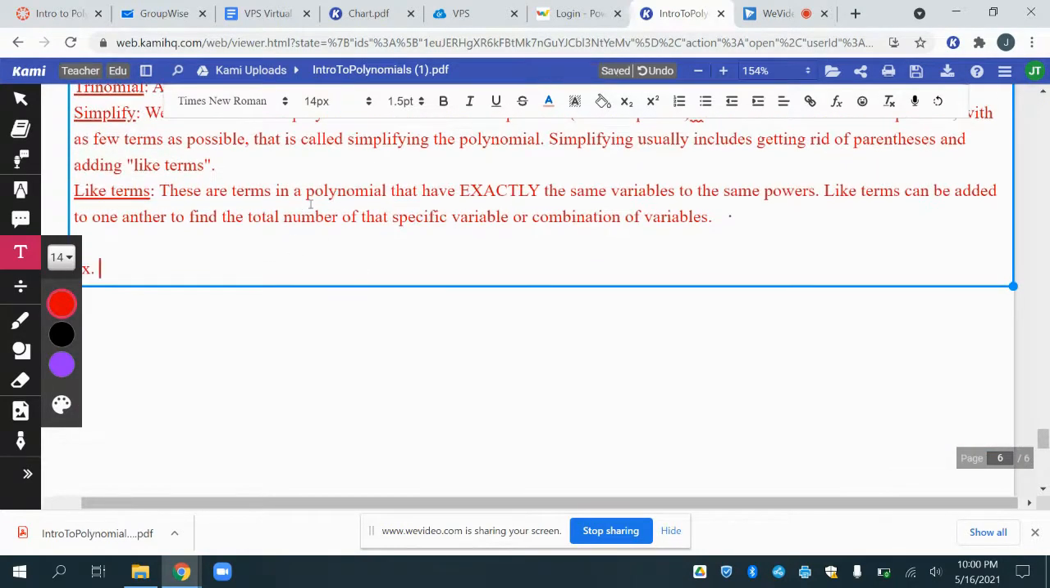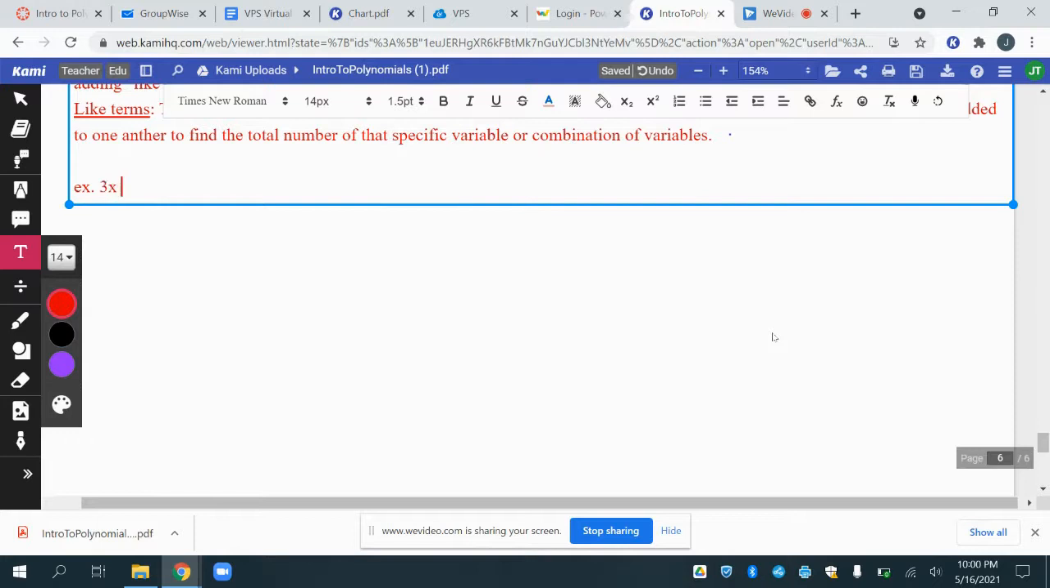So we said like terms have exactly the same variable to the same powers. Like terms can be added to one another. So I could have 3x plus 5x, and I can add them together to make 8x. I have 3 x's and 5 more x's for a total of 8 x's. That's allowed. I could also do 6y plus 8y equals 14y.